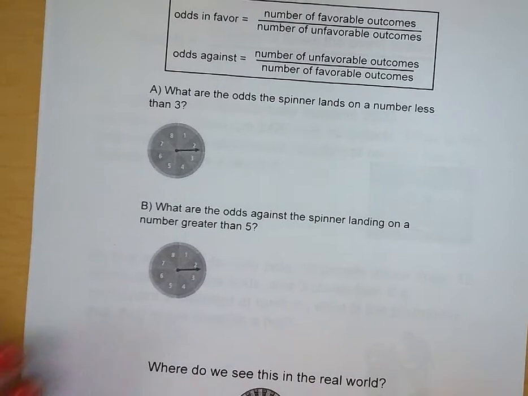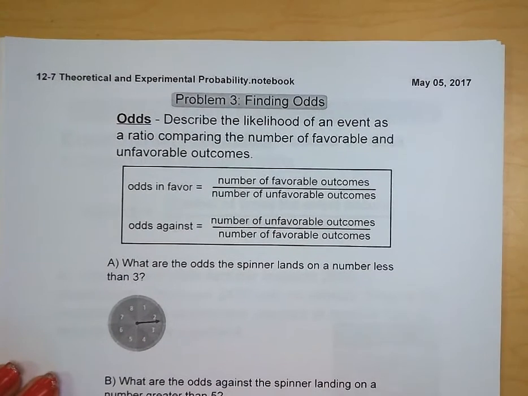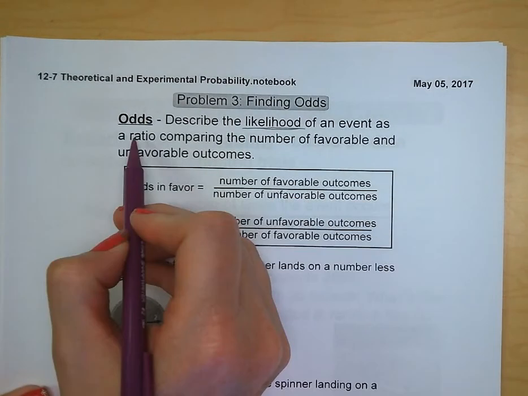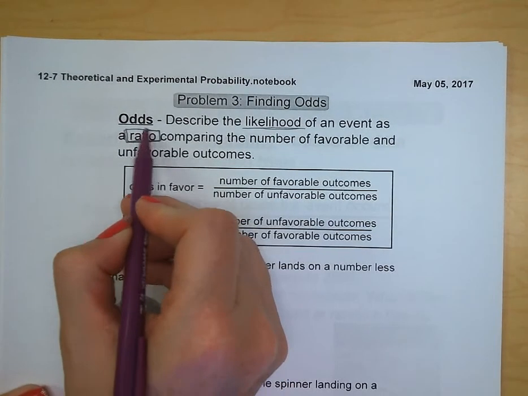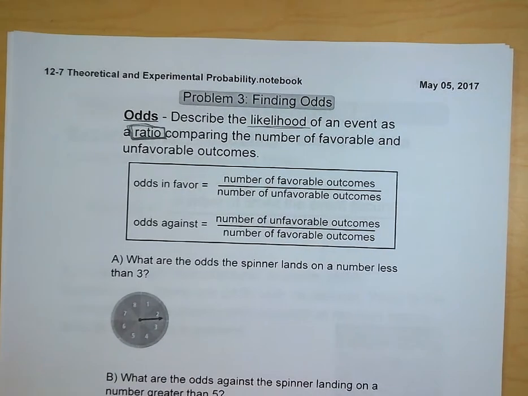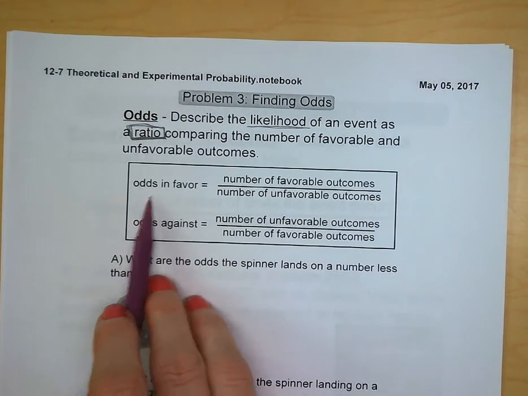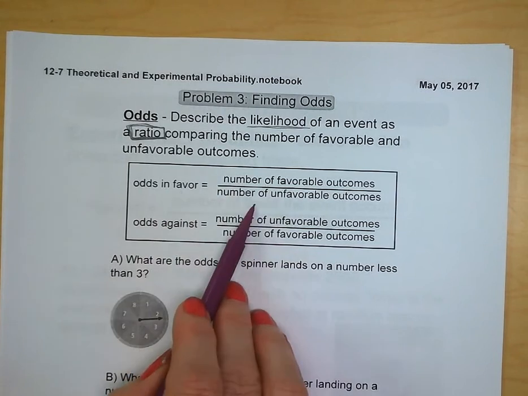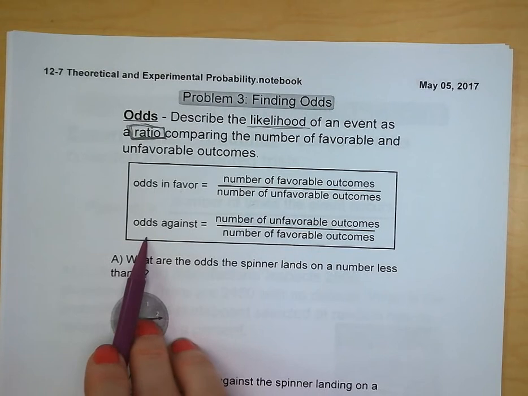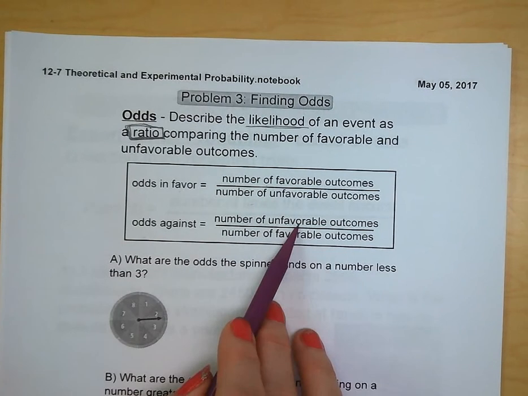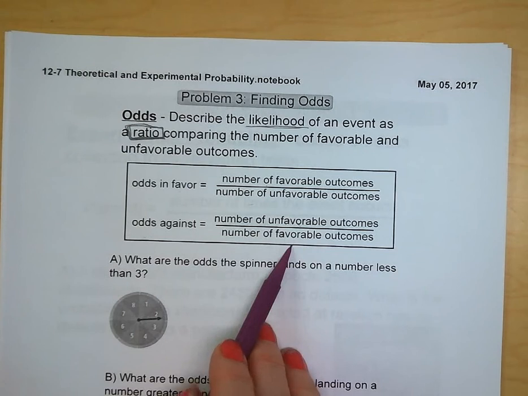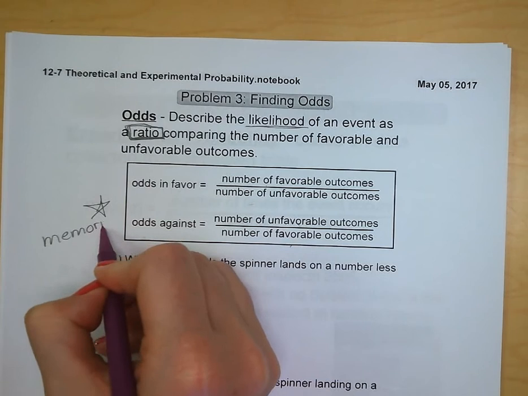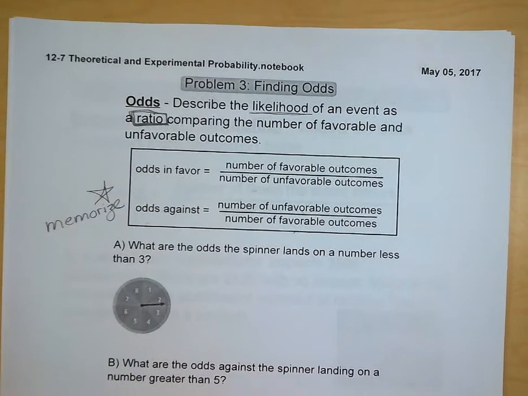All right. Problem number 3 is finding odds. And odds describe the likelihood of an event as a ratio comparing the number of favorable and unfavorable outcomes. So we've got odds in favor, which is the number of favorable outcomes over unfavorable. The odds against is unfavorable over favorable. Make sure you pay attention to that. Yeah, we know you don't want to, but you have to memorize.